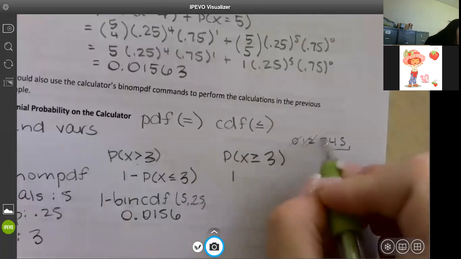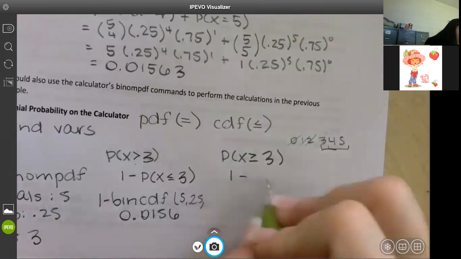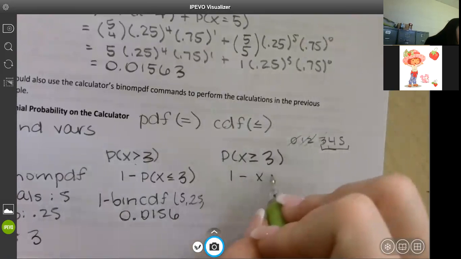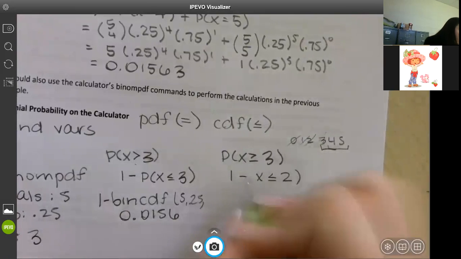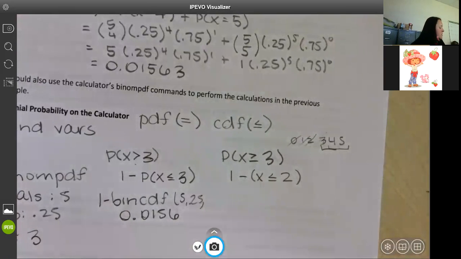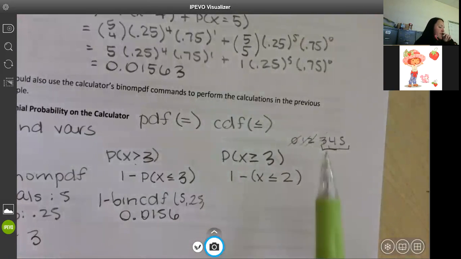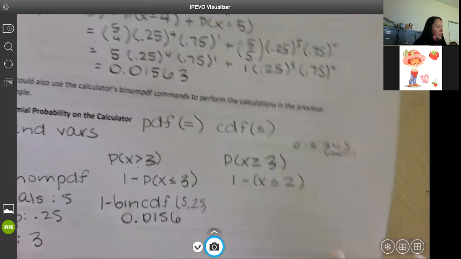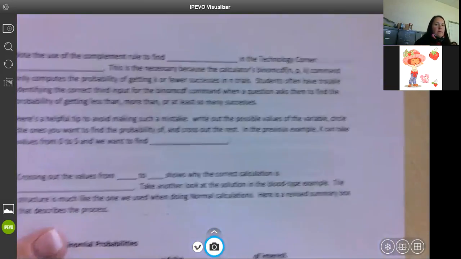On the other one, I'm sorry, equal to 3, it wants that one. I was doing this one. So this one would be 1 minus x is less than or equal to 2. Okay, so just watch that, and we're about to go over that. Why less than or equal to instead of just less than? It doesn't matter on here on the binomial. Yeah, it has to be equal to 2 because we don't want 2 either. Okay. All right. Sorry, y'all. I know it's boring.